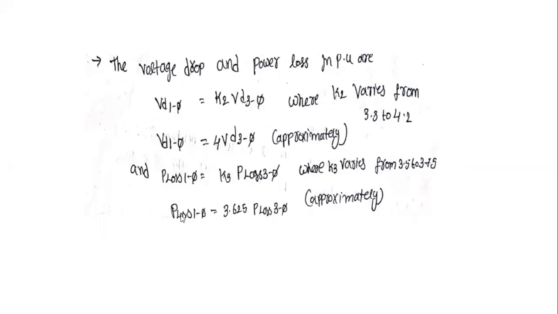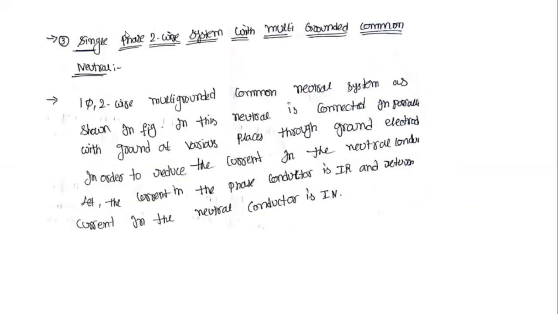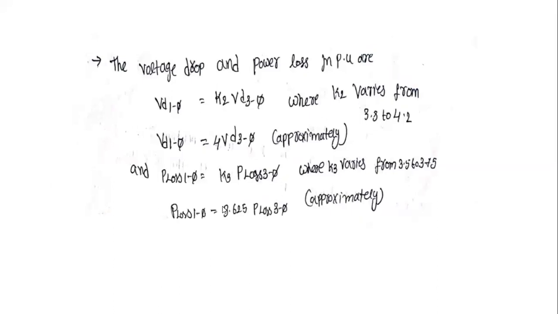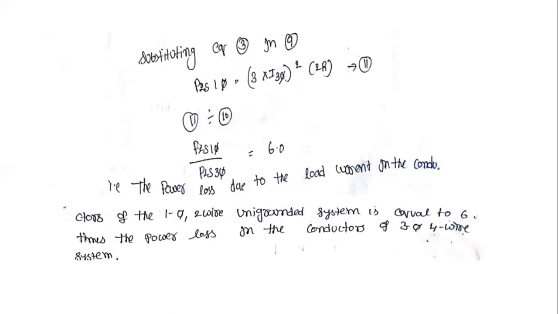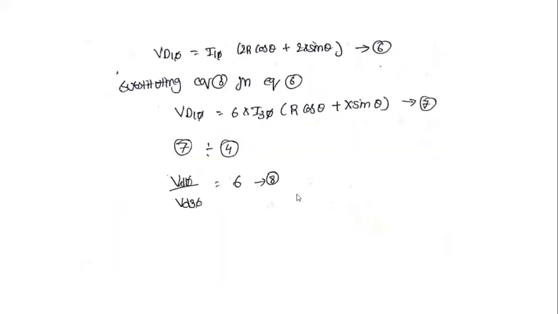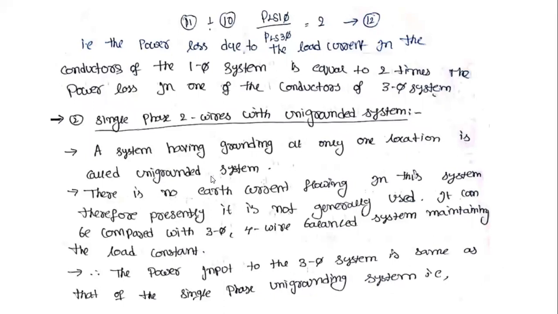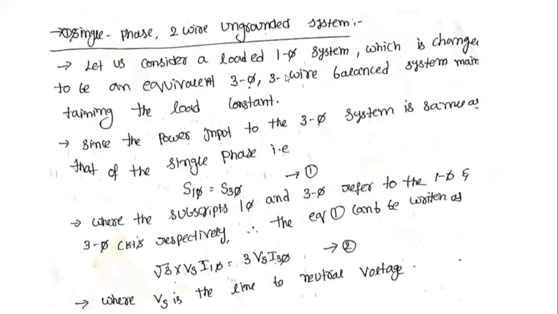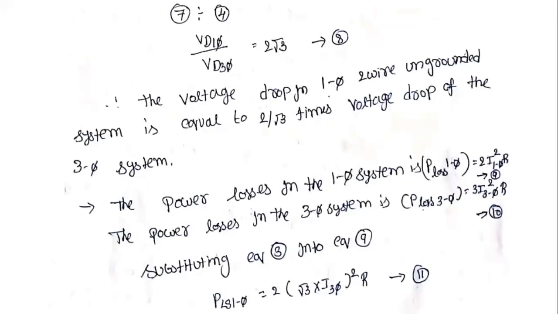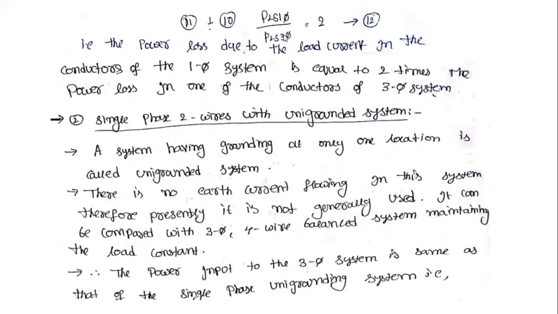Understand? This is the single phase two-wire system with multi-grounded system, power losses and voltage drops. And this is the single phase two-wire system with uni-grounded system, power losses and voltage drops. And this is the single phase two-wire system with ungrounded system, voltage drops and power losses.